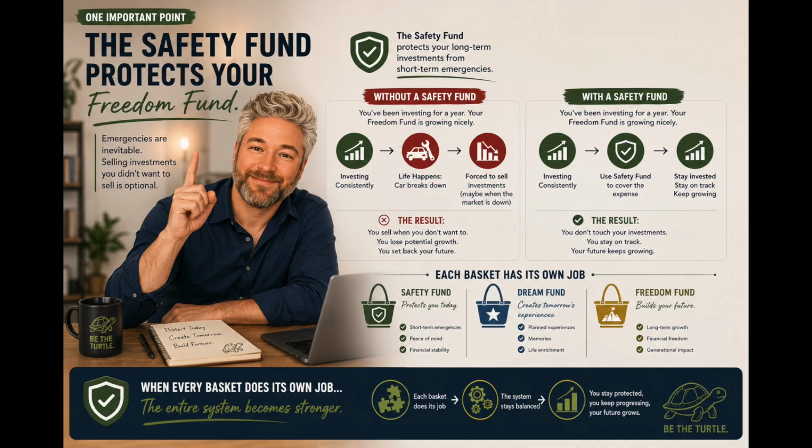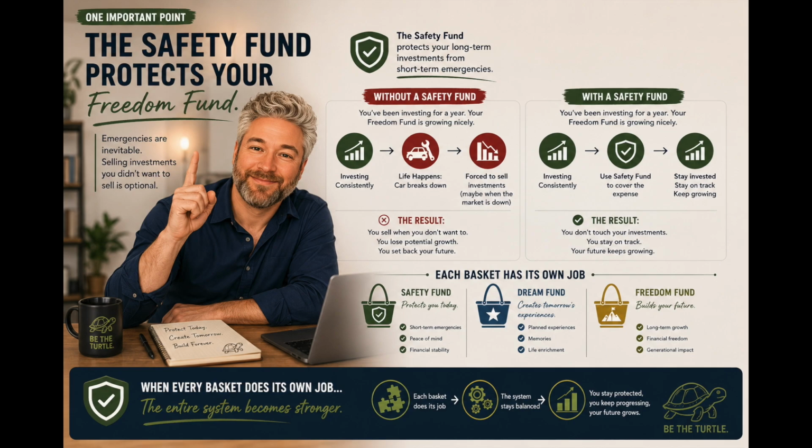There's one more important point I'd like you to remember. The safety fund actually protects your freedom fund. Imagine you've been investing consistently for a year and your freedom fund is growing nicely. Then life happens, your car breaks down. Without a safety fund, you might be forced to sell some of your long term investments to pay for the repair. And imagine that the market's actually down at the moment and you don't want to sell. You weren't planning to sell, but life forced you to sell. That's exactly what we're trying to avoid here.